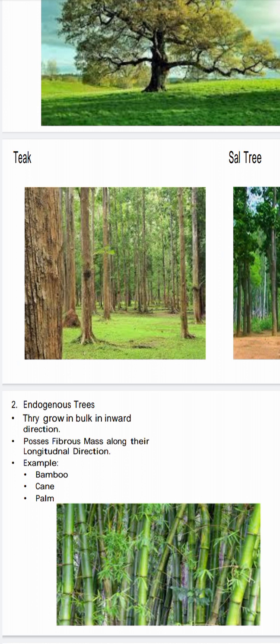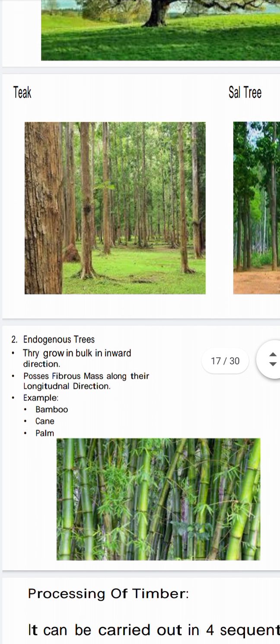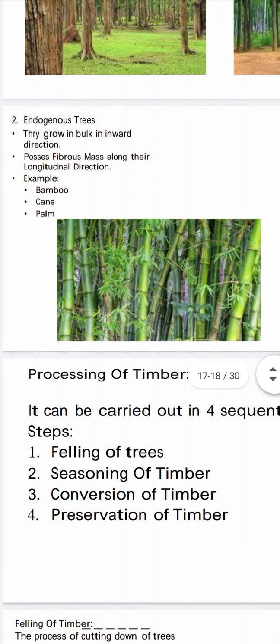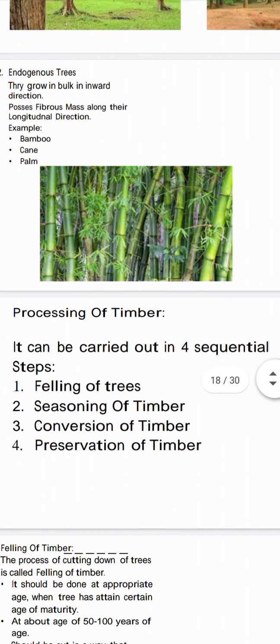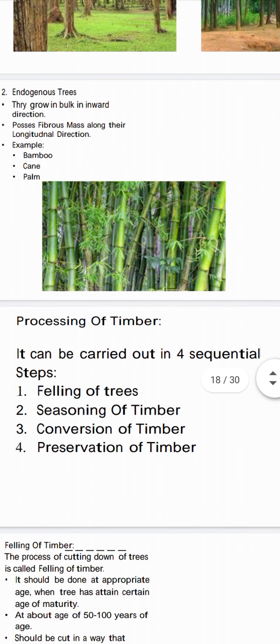Endogenous trees grow in bulk in the inward direction and possess a fibrous mass along their longitudinal direction. Examples: bamboo, cane, palm. Processing of timber can be carried out in four sequential steps: felling of tree, seasoning of timber, conversion of timber, and preservation of timber.